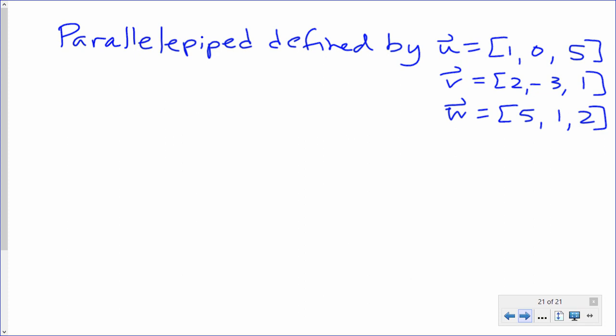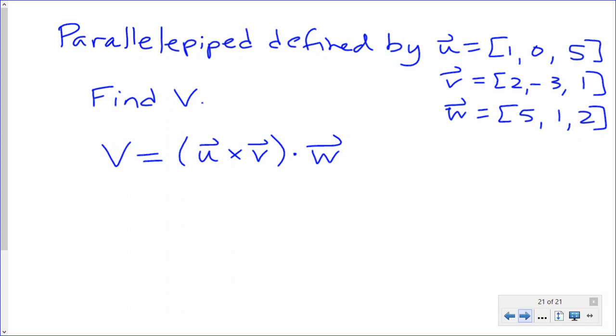So the parallelepiped is defined by these vectors. Start at one point, draw a vector, draw a vector, draw a vector, connect them all up with parallel vectors, and you get a parallelepiped. Okay? So find the volume. Volume would equal U cross V dotted with W. You cross product the first 2, dot it with the third, you're going to get a number, and that number will be the volume. And to cover yourself, we're going to put it in bars.